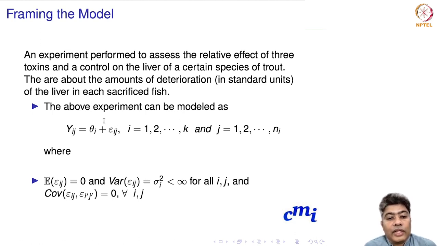So the model that we are thinking is Yij equal to theta i plus epsilon ij, where the expectation of epsilon ij is 0, the variance of epsilon ij is sigma i squared, with sigma i squared finite, and the covariance of epsilon ij and epsilon i'j' is 0. That means we are assuming there is no correlation between the samples. Each of the samples is independent. If you assume that, then the covariance of epsilon ij and epsilon i'j' will be 0.